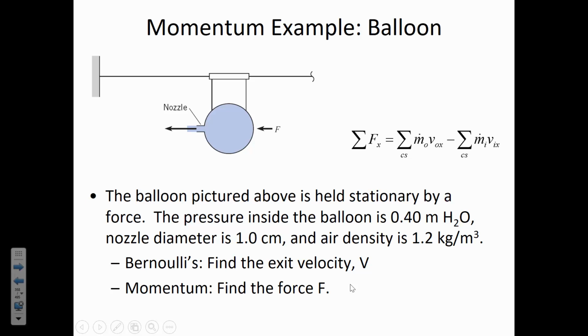So see if you can use Bernoulli's equation to find the exit velocity of the gas, and then once you have that, draw a control volume to find out what's the mass flow rate in, none. What's the mass flow rate out, velocity out, and find what force we have to apply to hold the system steady.